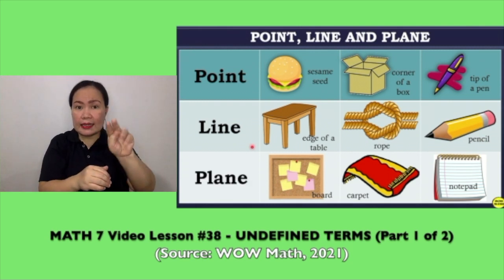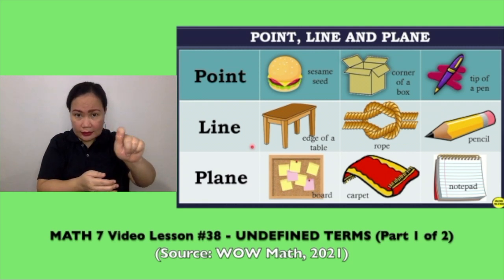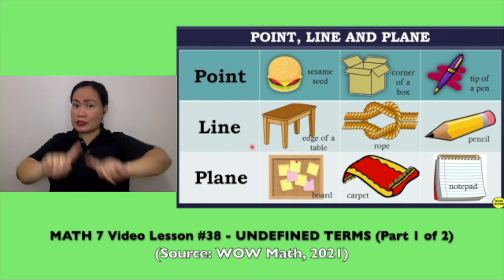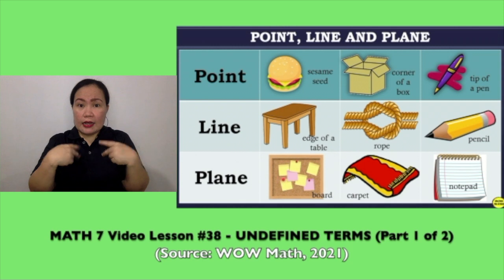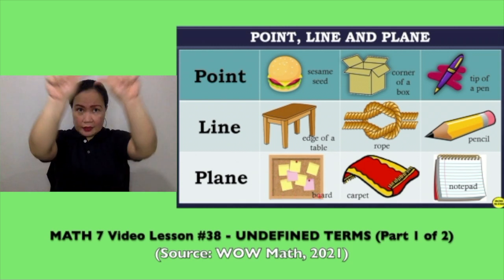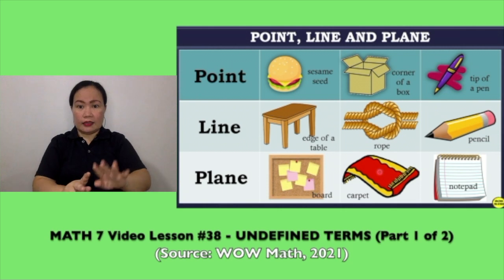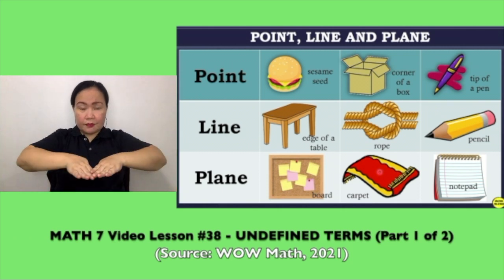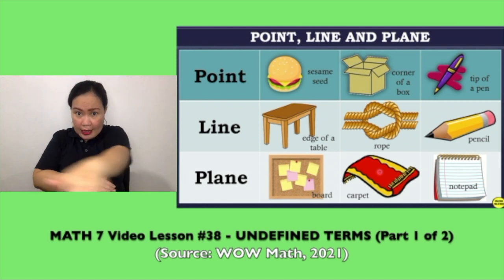So, pag sinabi nating plane, this is a flat surface. Okay? Meron tayong mabubuo dito na area. Okay? Meron siyang space. Okay? So, kagaya nito, a board. So, ito, this is considered a plane. And then also a carpet. So, kung meron kayong carpet sa bahay, that is also an example of a plane. Kasi pag sinabi nating plane, that is a flat surface.